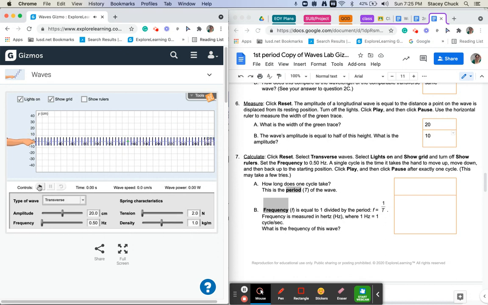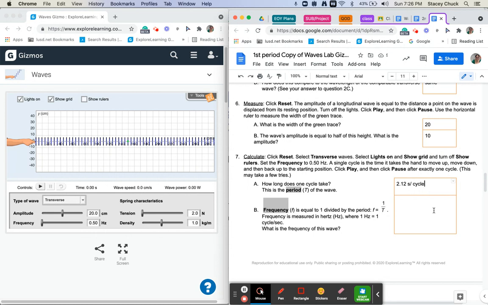2.12. 2.12, but notice that the hand stopped above the line, so I'm a little bit slow. Try that again. Still too far. All right, so I'm getting 2.12 seconds, but I know that that's a little too far because I'm missing it every time. It's actually going a little bit too far up before I hit stop. But that is the amount of time it takes in seconds per cycle for this wave.